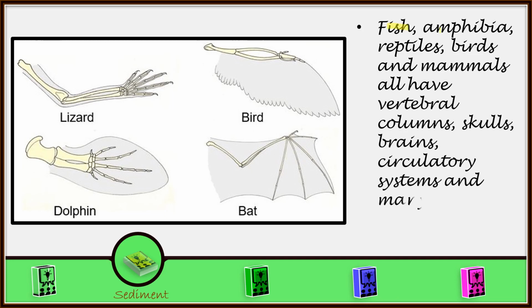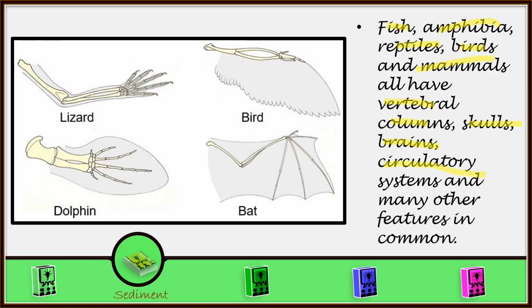Fish, amphibians, reptiles, birds, and mammals all have a vertebral column. They have the skull, they have the brain, they have the circulatory system, and many other features in common. So when you look at them, they have a vertebral column, which means that many million years ago they had a common ancestor, or all of them came from a common ancestor.